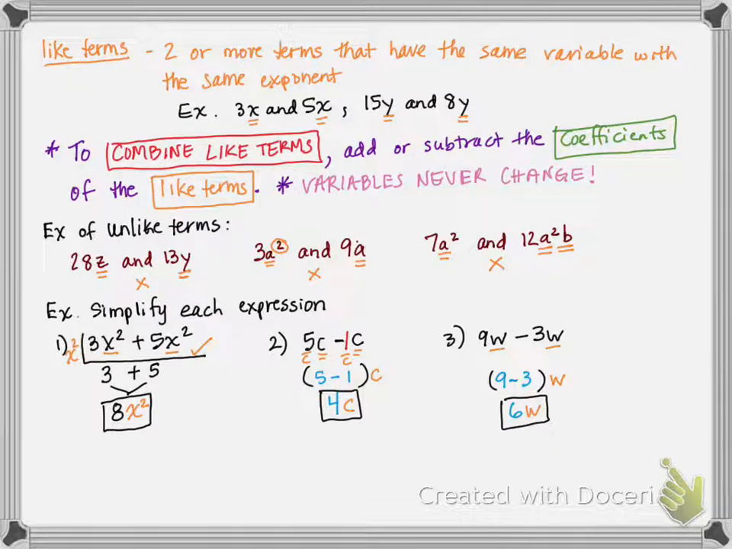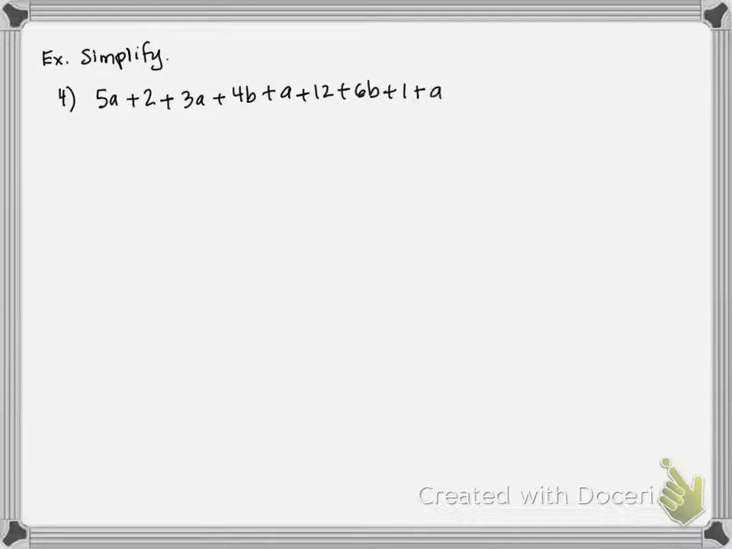Okay, so I think I'm going to go to my next screen. And we're going to do a crazy problem. So again, the directions are going to say simplify. We're getting close to being done, but I'm going to show you the craziest problem ever. Are you ready for this? Okay, this should be number 4. 5a plus 2 plus 3a plus 4b plus a plus 12 plus 6b, are you getting excited? Plus 1, I know, plus a.